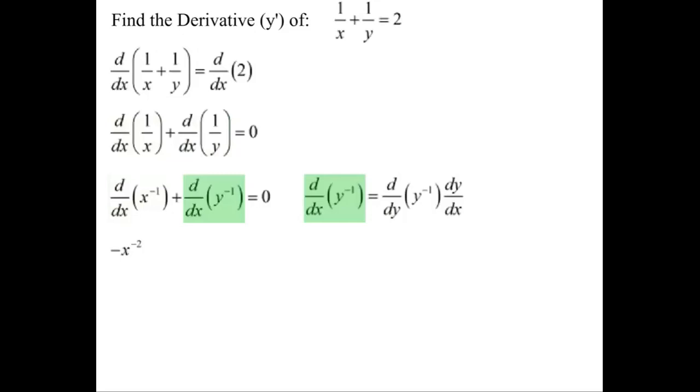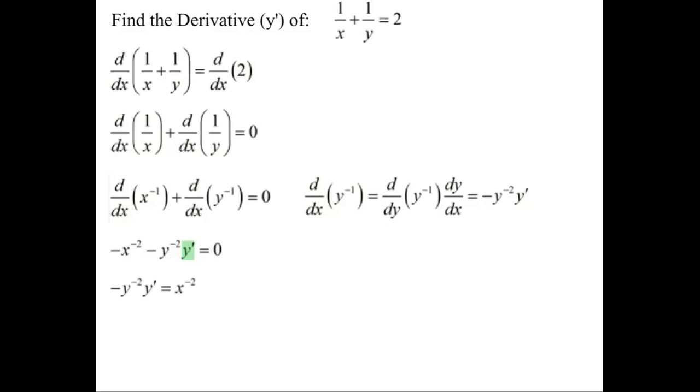So applying the chain rule, we have the derivative of y raised to the power of -1 times dy over dx. And this is equal to negative y raised to the power of -2 times y prime. So substituting all those values into the expression, we have the following. And once again, we solve for y prime. So we have the following expression.